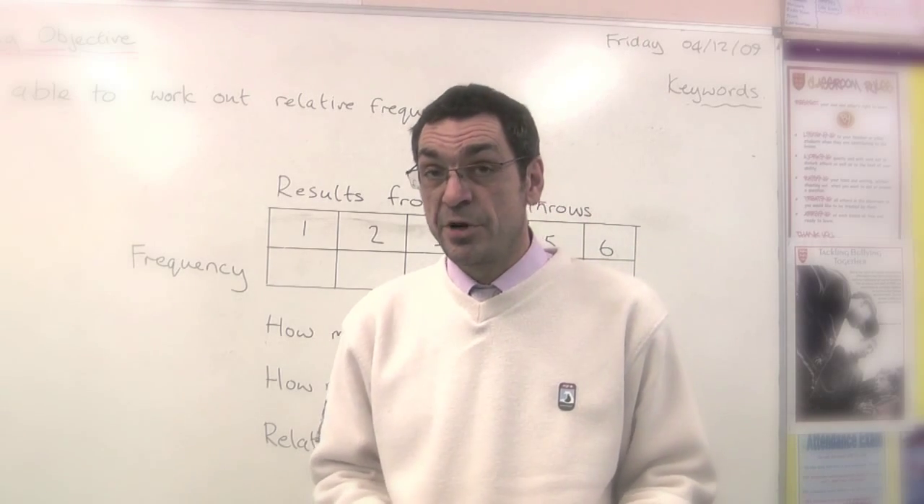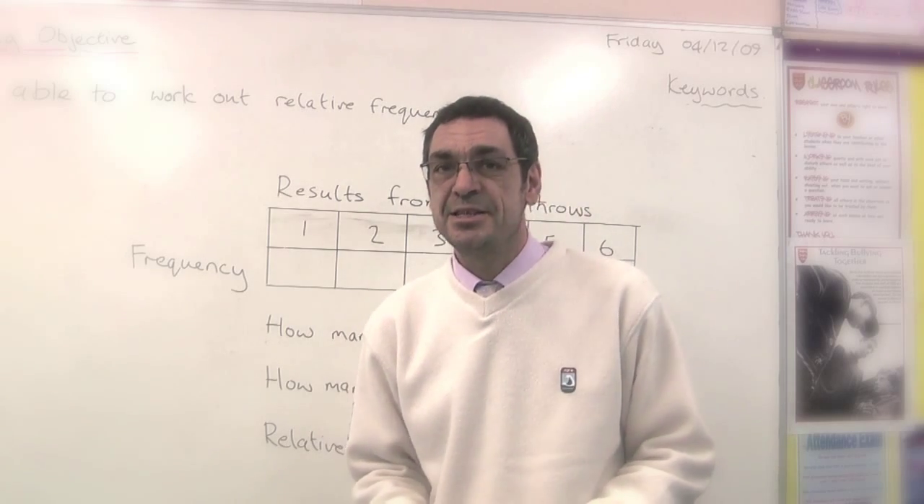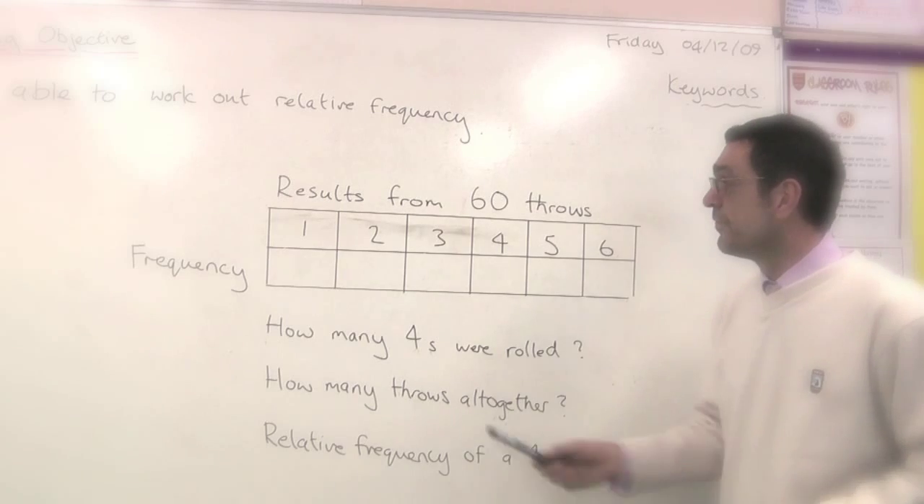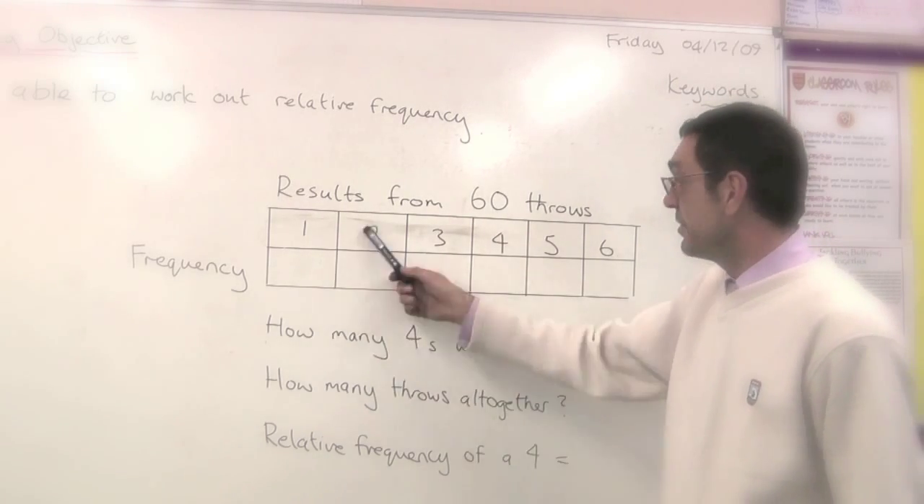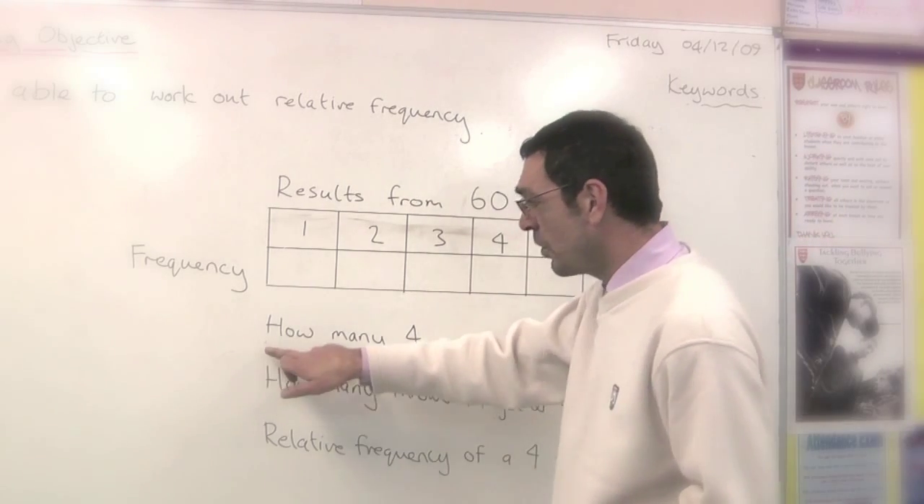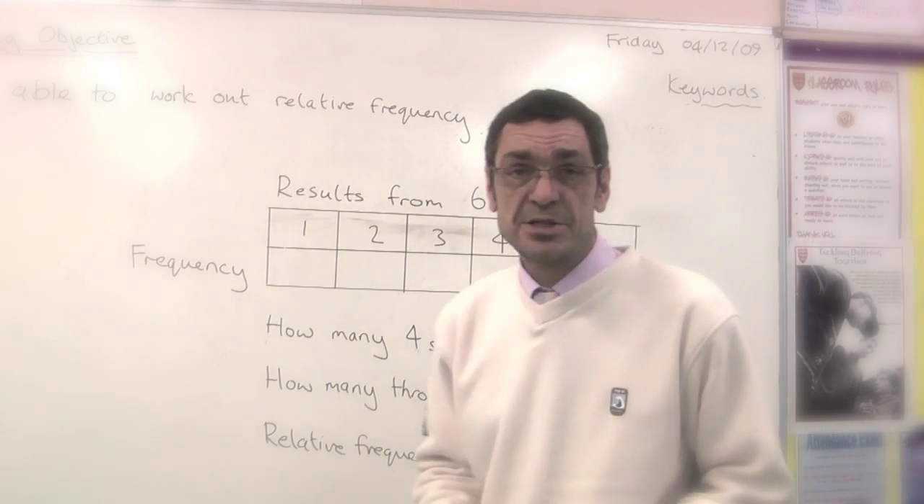So we're going to do an experiment for you today. We're going to roll a dice, lots and lots and lots of times, 60 times in fact, and then we're going to record our results on this table. So 60 throws, frequency in here, how many 1s did I get, how many 2s, 3, 4, 5 and 6. And then once we've done our data, we'll work out some probabilities there, and then you'll move on and do a couple of questions yourself.